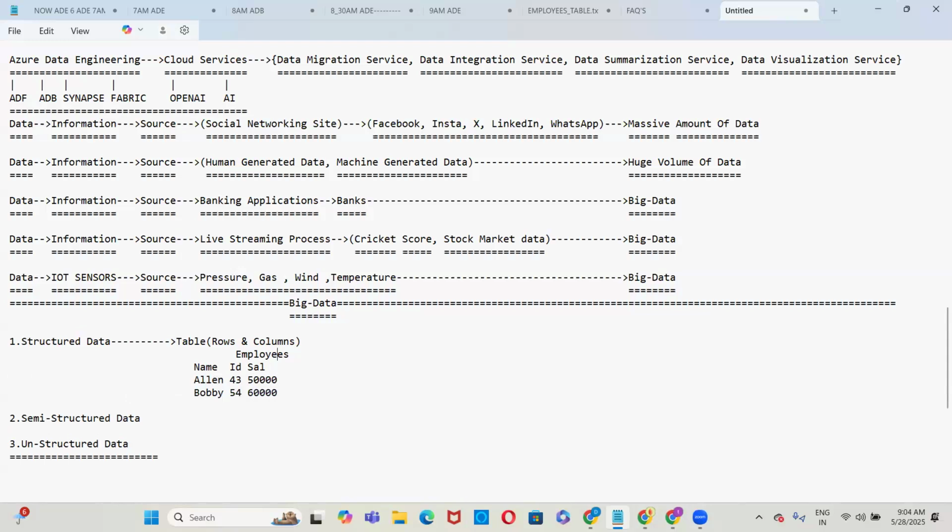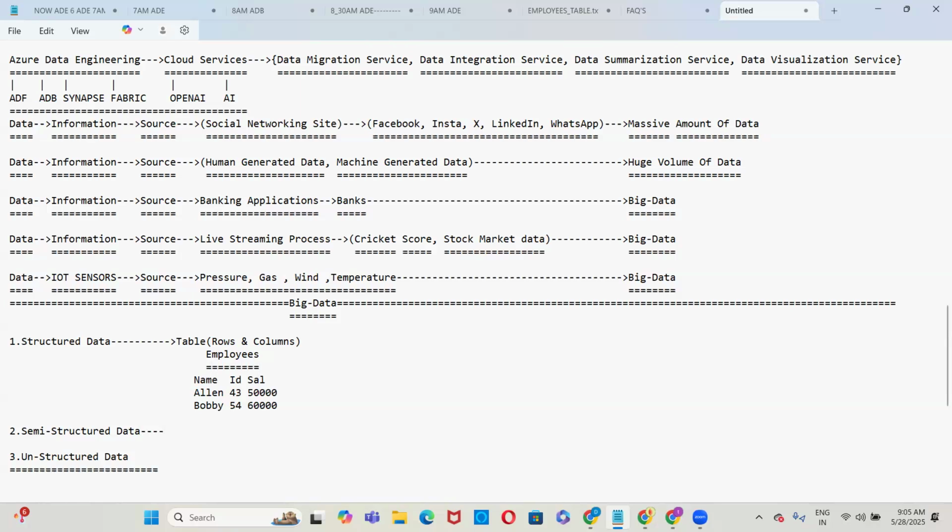Guys, can you see this data is kept in the form of what? This data is kept in the proper form of rows and columns. So hence, this is called structured data, guys. That's it. Now, guys, what is semi-structured data?